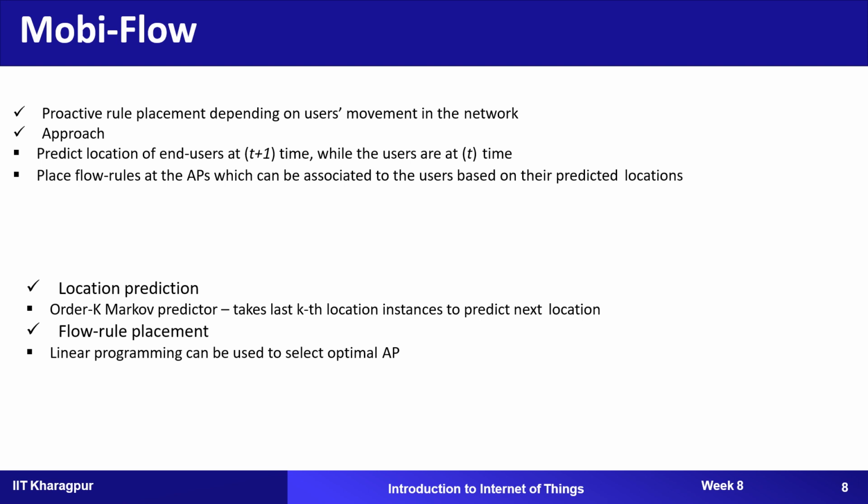So basically with the help of these locations the flow rules are placed, and on the basis of those flow rules the data is routed to the destination node. So for location prediction, this method adopted order K Markov predictor, and for rule placement a linear programming was used in MobiFlow.